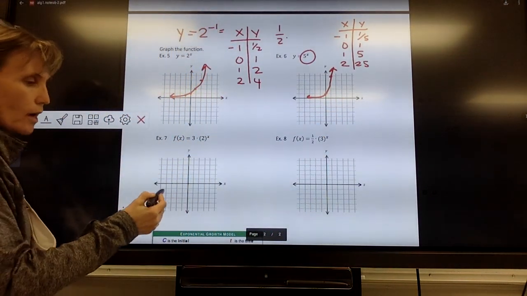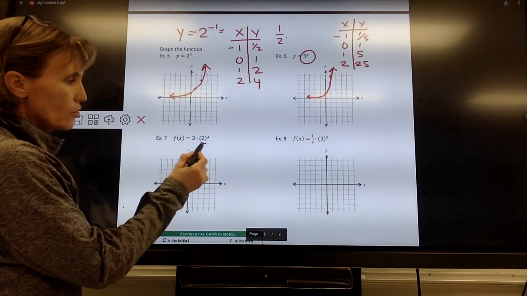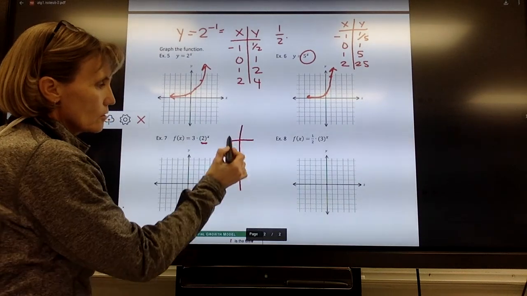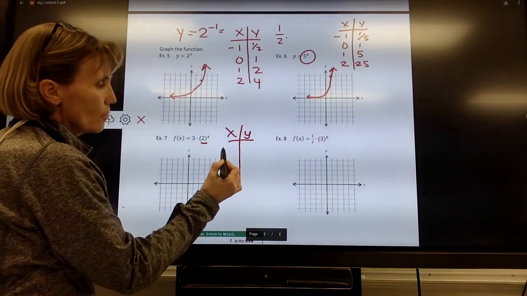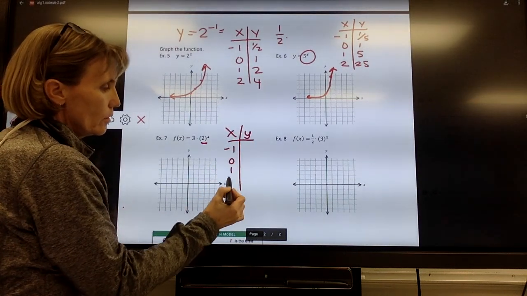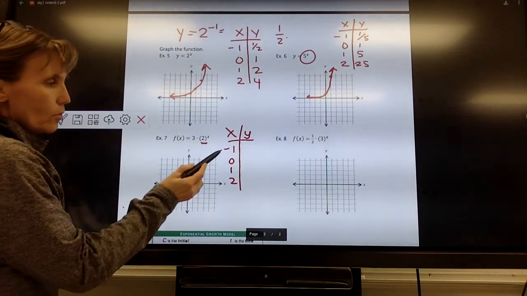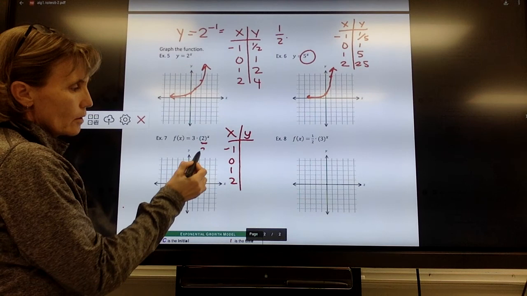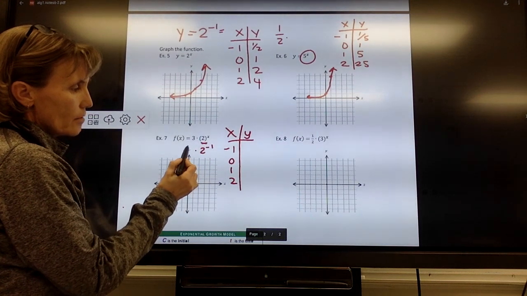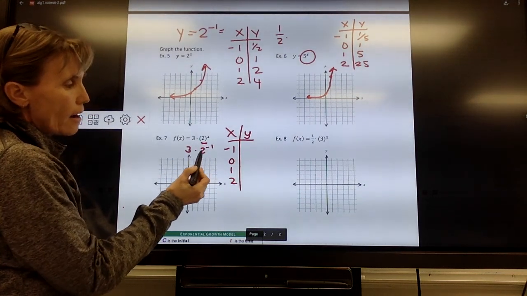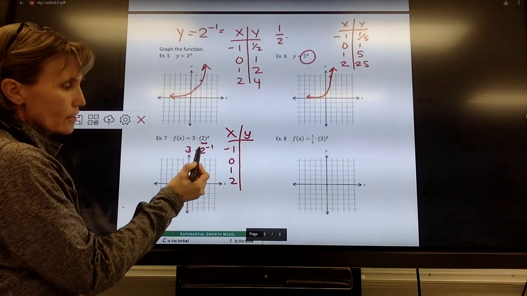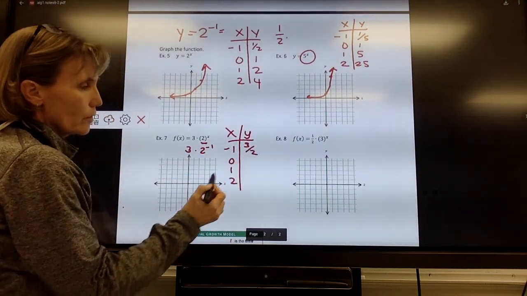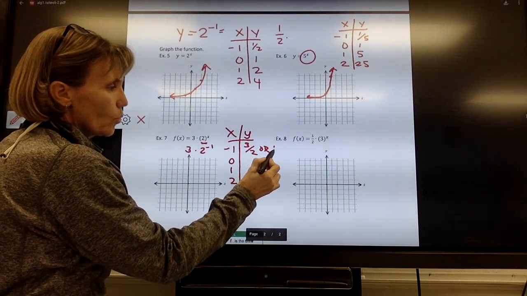Okay, you've got a little more complicated here. We're going to evaluate the power first, and then we're going to do the multiplication. So when you make your table of values, I'll put in negative 1, 0, 1, and 2. When I put that value in, 2 to the negative first power, I have to take my answer times 3. So this is a half, 1 over 2 to the first. That's a half times 3. That's going to be 3 over 2, or 3 over 2 is 1.5.